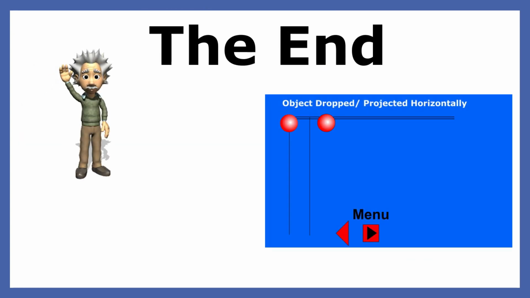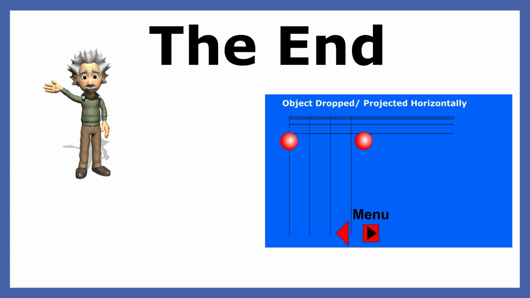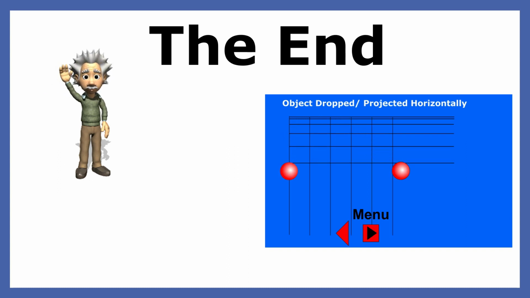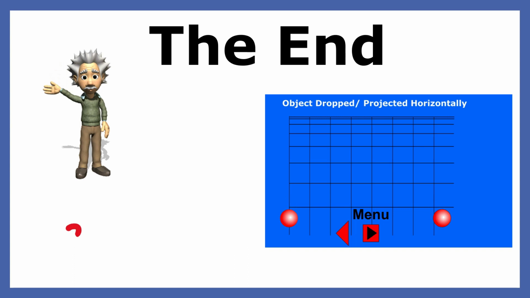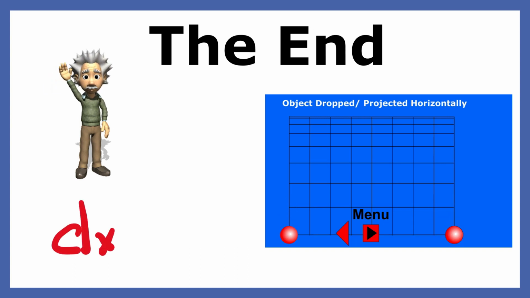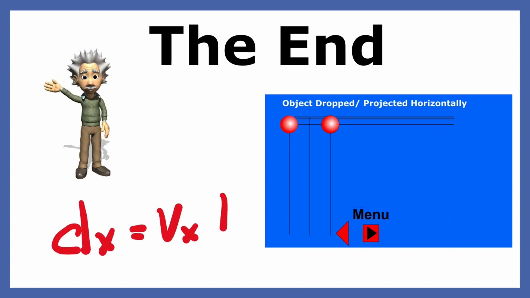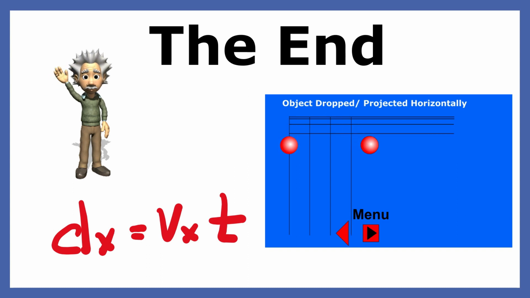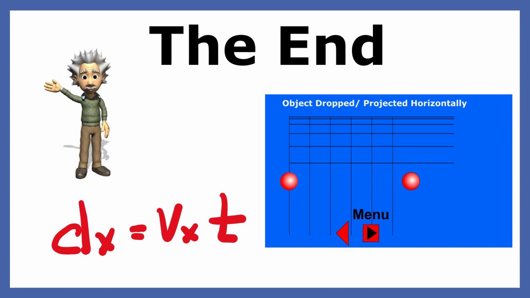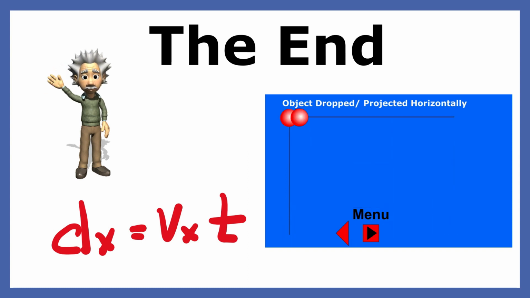Since the vertical force of gravity only changes a projectile's vertical velocity, the horizontal velocity is constant. Therefore, there is only one equation that allows us to find the horizontal position of a projectile. That is dx equals vx times t. And this is the end of my first presentation on a projectile fired horizontally.